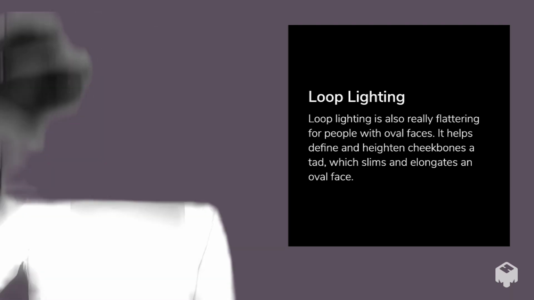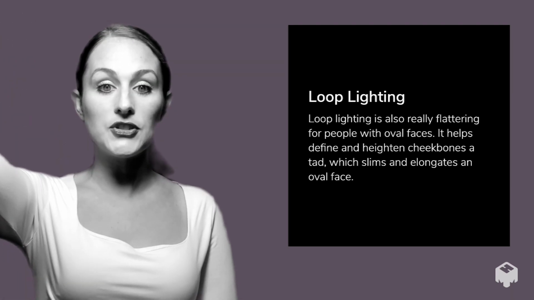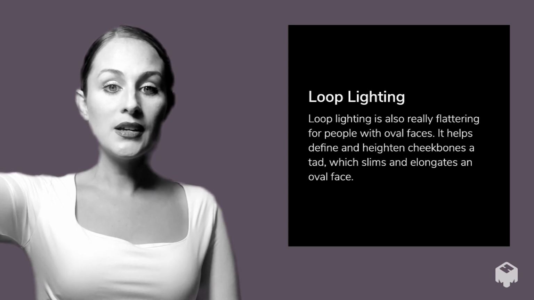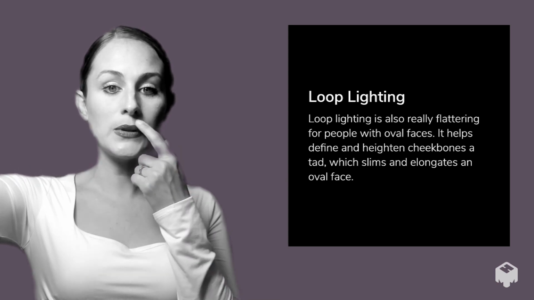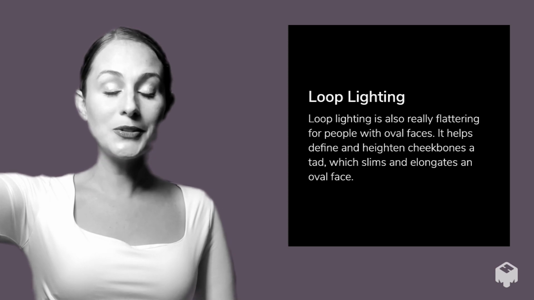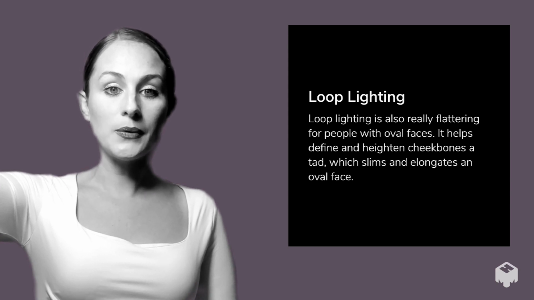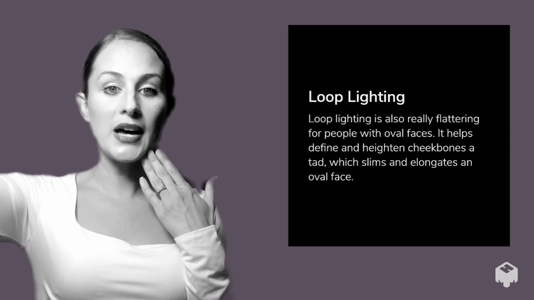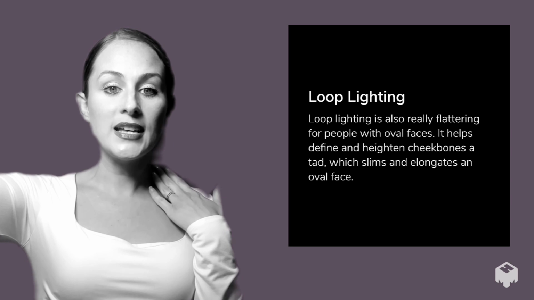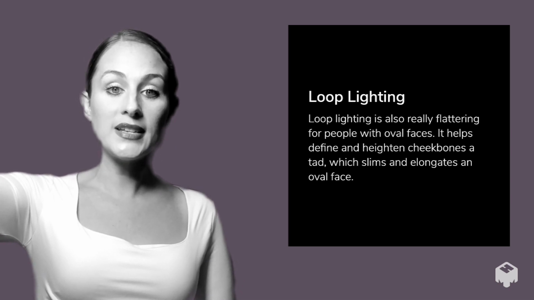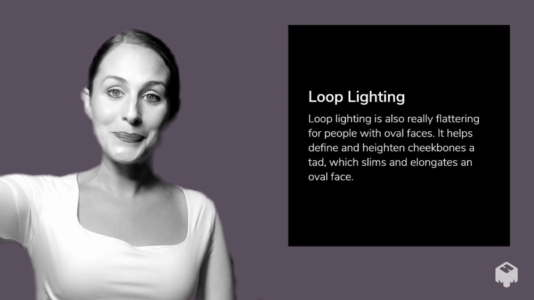I'm going to start again. I'm going to create my butterfly shadow under my nose, and then I'm going to move the light left or right until I start to see this beautiful loop shadow right there. And that's loop lighting. I basically went from a 12 o'clock to about a 1 o'clock with the light, and I was able to get that loop shadow right there. And again, as you can see, it's creating this really pretty shadow on one side of my face, as well as a nice shadow on the side of my neck. So if you have an oval face, this would be a great lighting style for you.